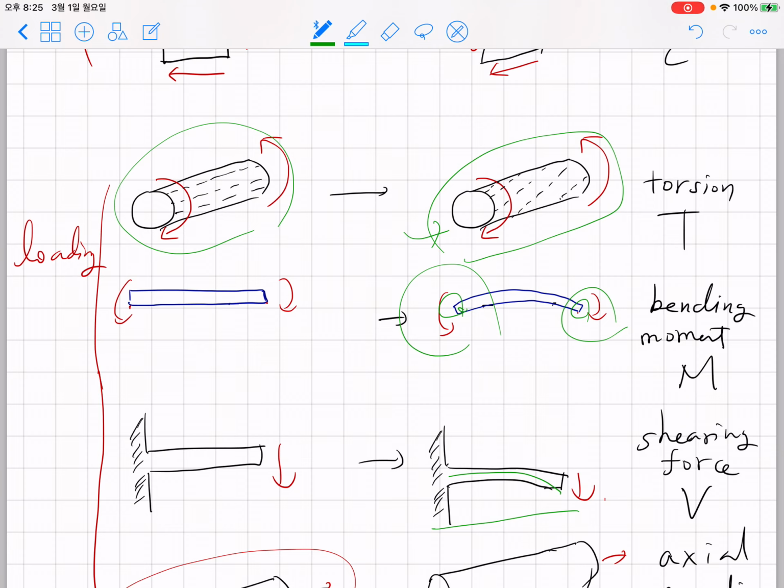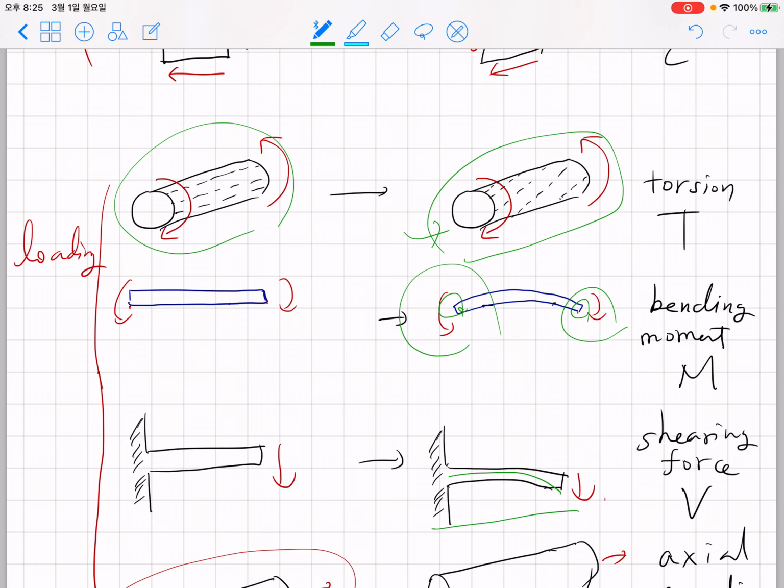First we'll go through these loading modes one by one, separately, and in later chapters, maybe chapter 8, we'll try to analyze structures under combined loading, like combined torsion and bending moment, combined shear and axial loading, and combined loading of all.